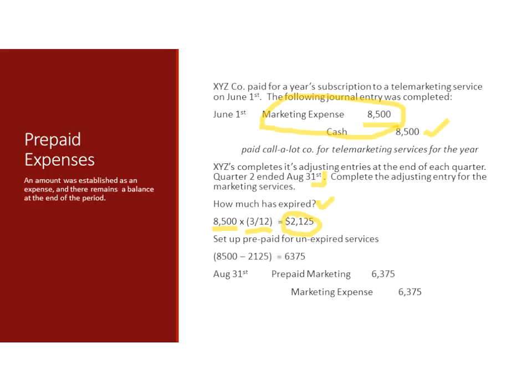So out of the $8,500, $6,375 is still available, or is for the rest of the year in this marketing service. So we're going to set up our prepaid marketing, our asset, and we're going to reduce our expense by a credit for that amount as well. And so if we looked at our T account for a marketing expense, we started off with $8,500. We removed $6,375, and so at the end of the quarter, we should have $2,125 as our actual expense, the amount that's actually gone through.